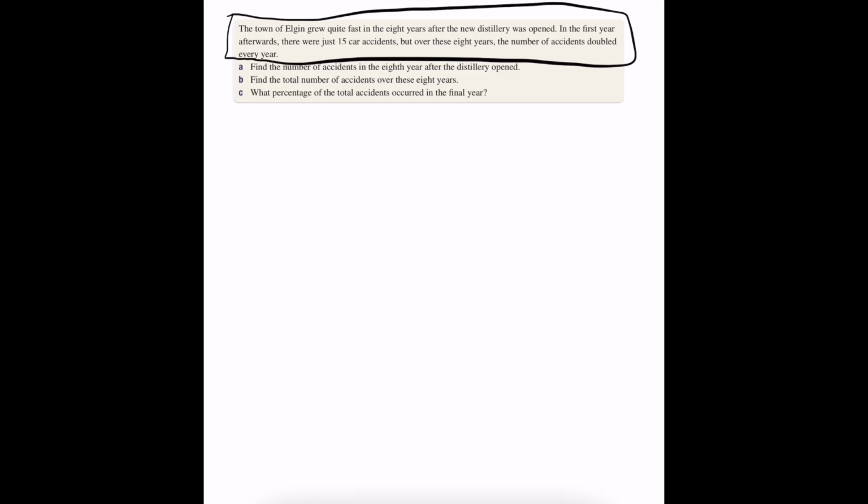Our last example is an application of the content that we've just learned, and it reads, the town of Elgin grew quite fast in the 8 years after the new distillery was opened. In the first year afterwards, there were just 15 car accidents, but over these 8 years, the number of accidents doubled every year. So what we have here is a block of information that suggests that the number of accidents is a GP.